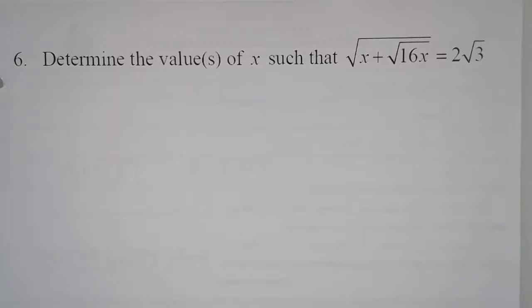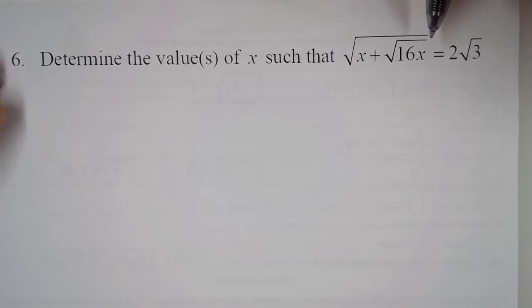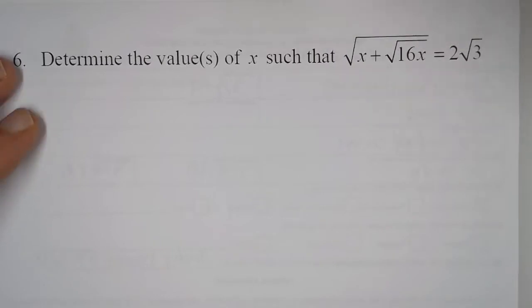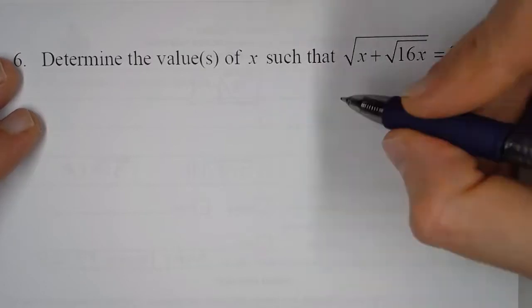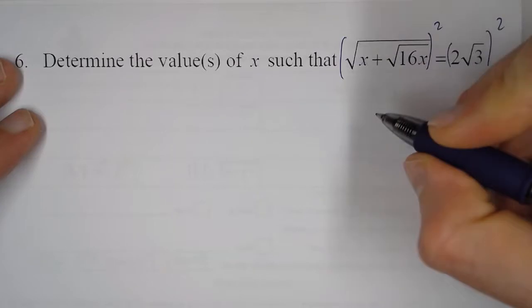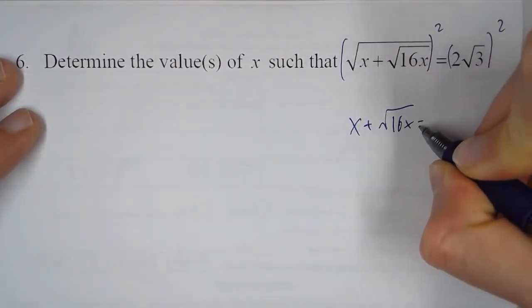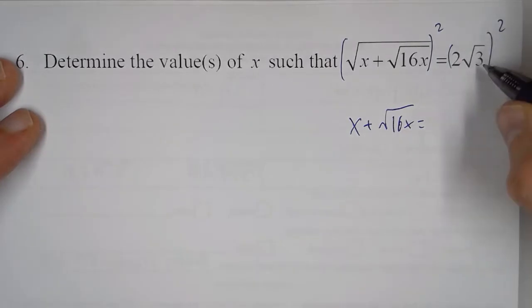In this problem, it tells us to determine the values of x such that the square root of x plus the square root of 16x equals 2 radical 3. So to get x by itself, first what we'll do is we'll square both sides. So we square this and square that. So we're left with x plus radical 16x equals, now 2 squared is 4, radical 3 squared is 3, which is 12.